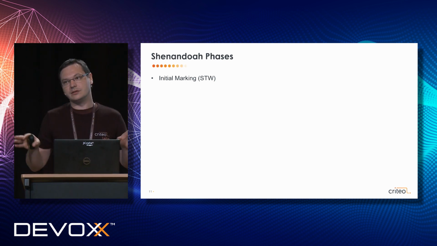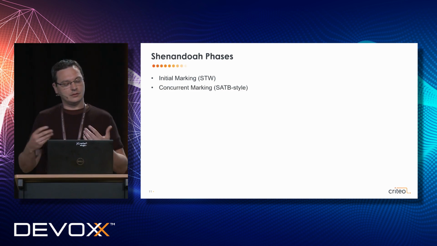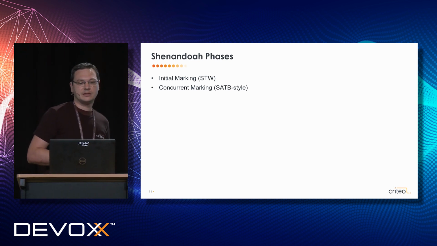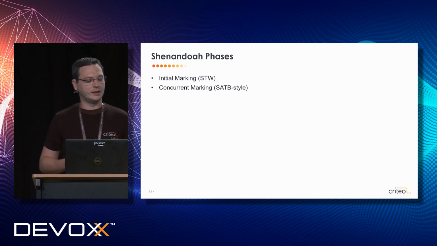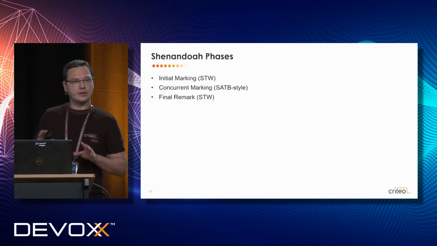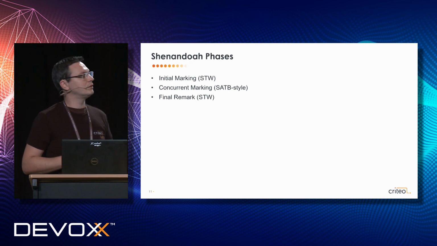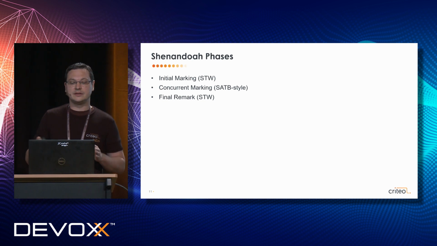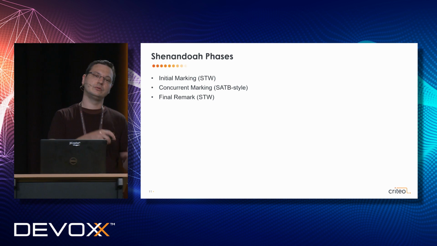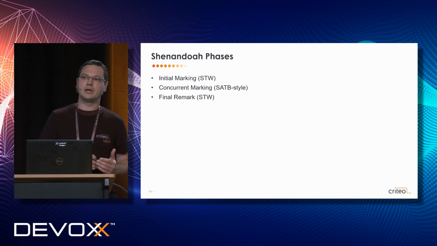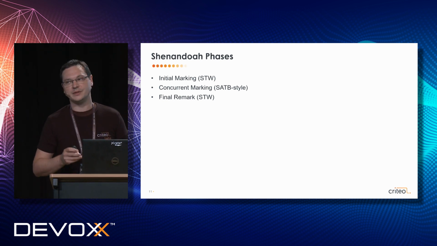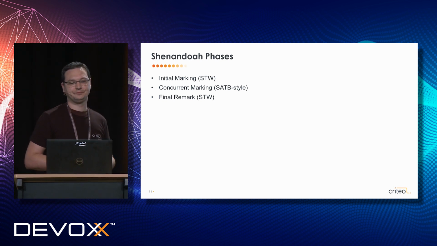So we just scan the GC roots, and then the concurrent marking that we'll see just before, with the SATB style, snapshot at the beginning, to resolve all the issues during the marking. Then you have the final remark, and this is stop the world. In this phase, we'll catch up all the references that were included by the pre-write barrier, and catch up with the modifications of the object graph during the concurrent marking.